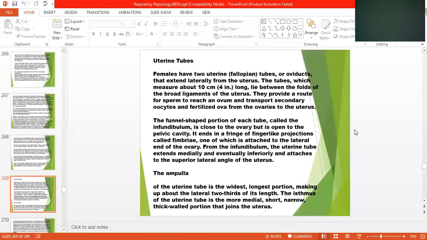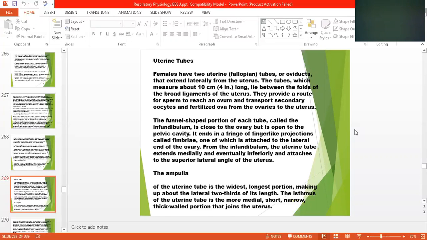Today we are going to discuss the female uterine tube. Females have two uterine tubes, which we call fallopian tubes or oviducts, that extend laterally from the uterus on both sides, left and right.